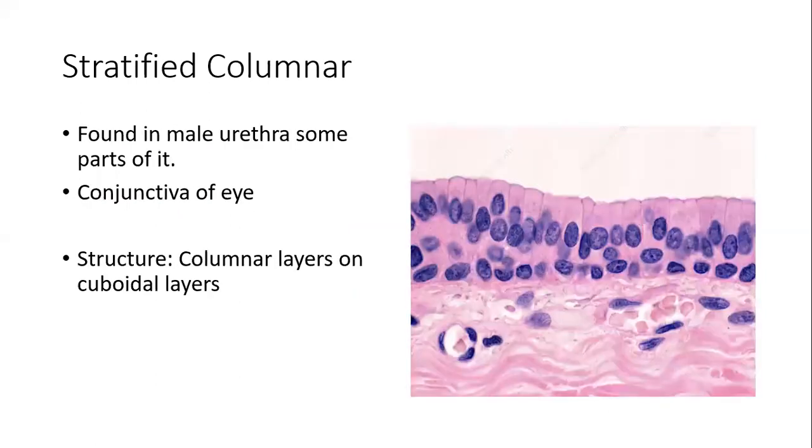Stratified columnar has also restricted distribution in the body. This type of epithelium comprises cuboidal layers on which the columnar layers are present. So the basal layer usually belongs to the cuboidal type of cells, and the upper layers usually have columnar cells. This type of epithelium is found in some parts of the mid urethra and conjunctiva of the eye.